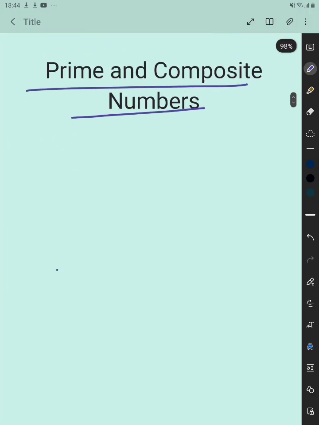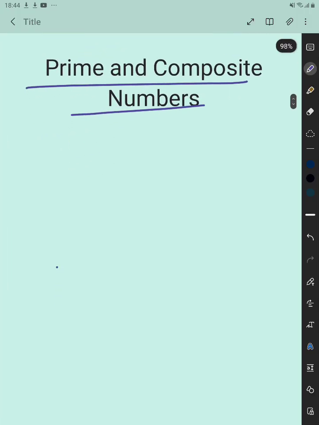So let's start with the numbers. We'll start with number 1: 1, 2, 3, 4, 5, 6, 7, 8, 9, 10. Till now we are up to 10. And now here we'll write the factors.